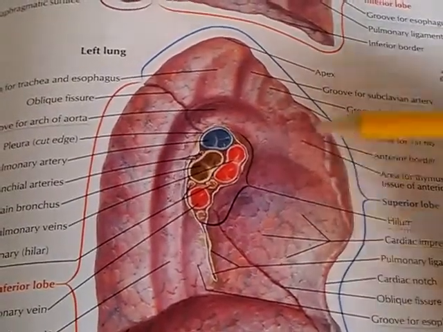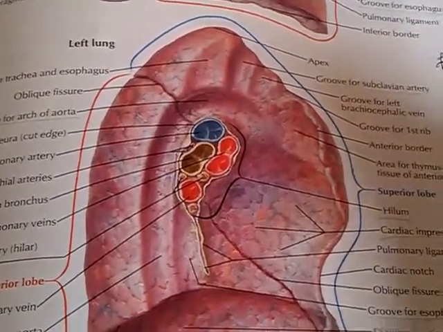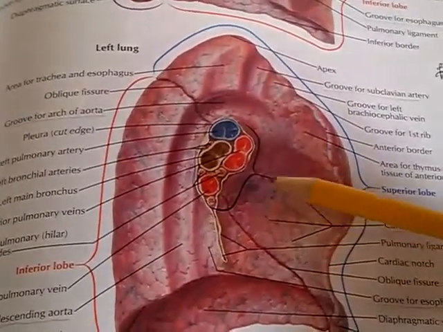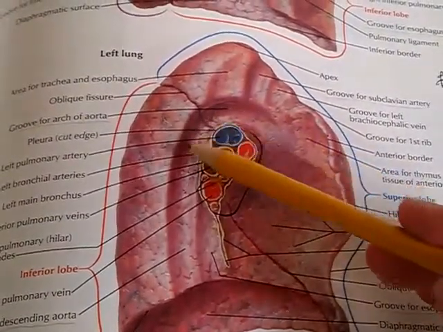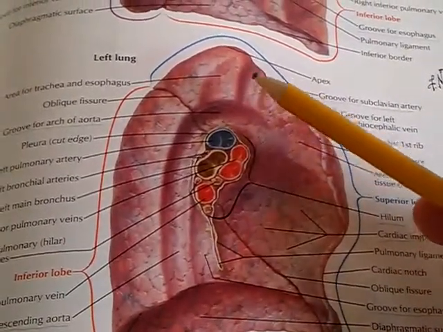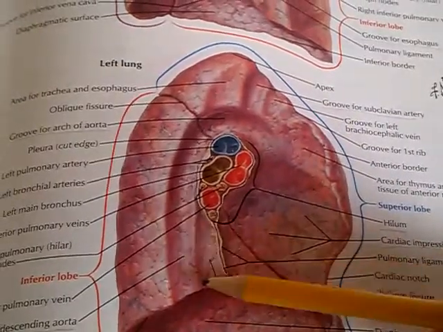Now on the mediastinal surface you have impressions of the mediastinal organs. On the left lung you have cardiac impression, impression of aortic arch, thoracic aorta, subclavian artery, and impression of esophagus.